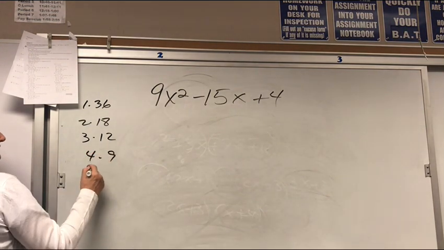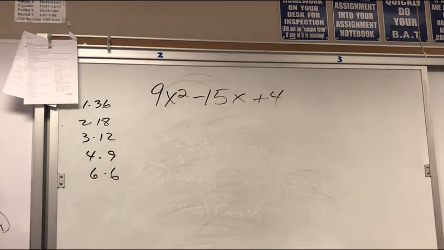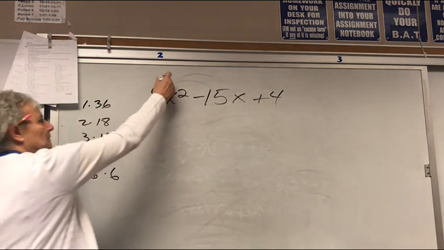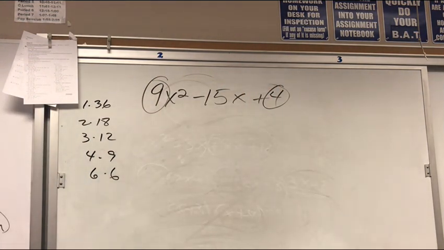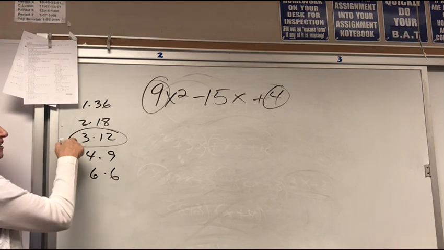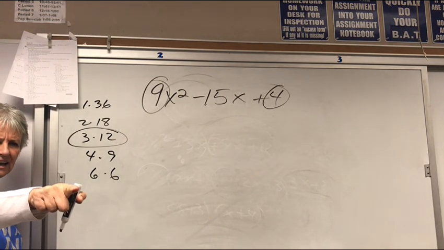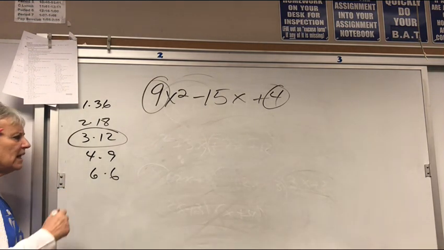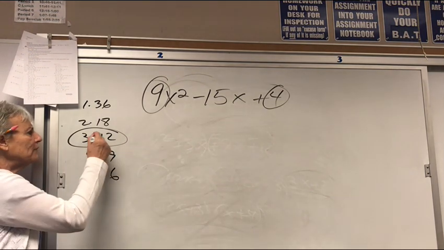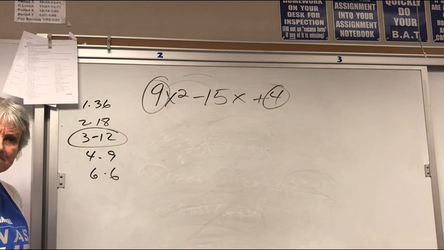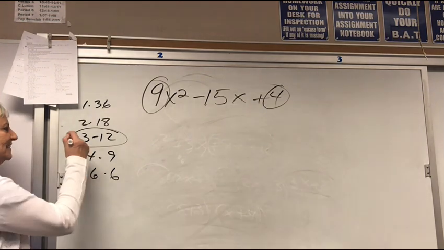4 and 9, 6 and 6. 4 and 9, maybe? Oh, it's 3 and 12. A times C. 3 and 12. There it is. One's negative. Now, put your signs here. Okay, one's negative. Which one's negative? Negative 12. Negative 12 and 3 is only negative 9.